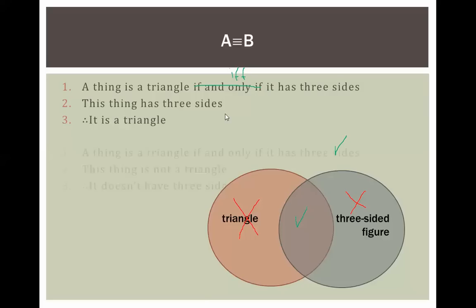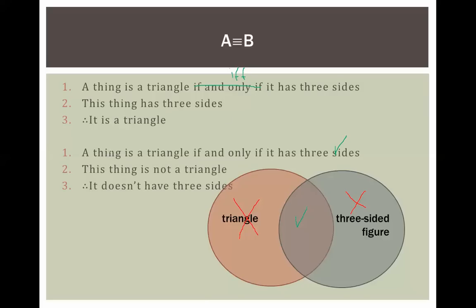Here's another one. A thing is a triangle if and only if it has three sides. The thing is not a triangle, therefore it does not have three sides. Right? So it's a triangle if and only if it has three sides, so either this or this. It's not in here, so it's got to be out here. And that's it.